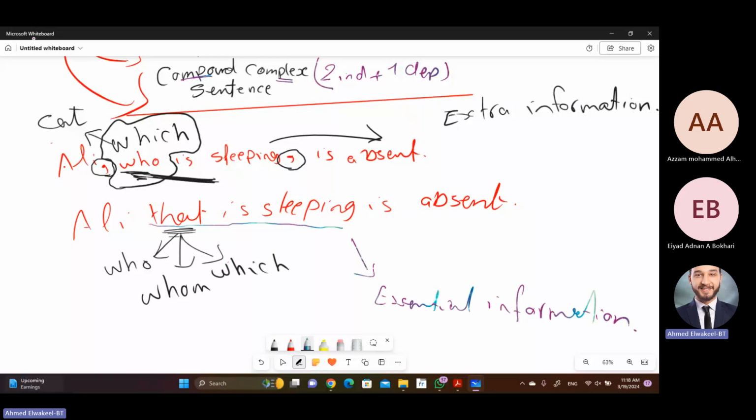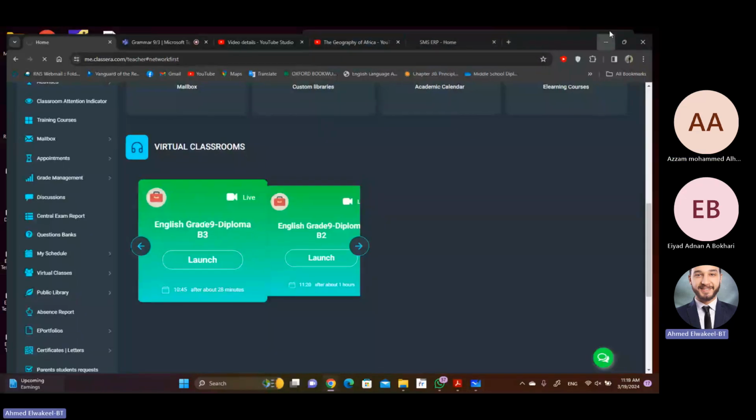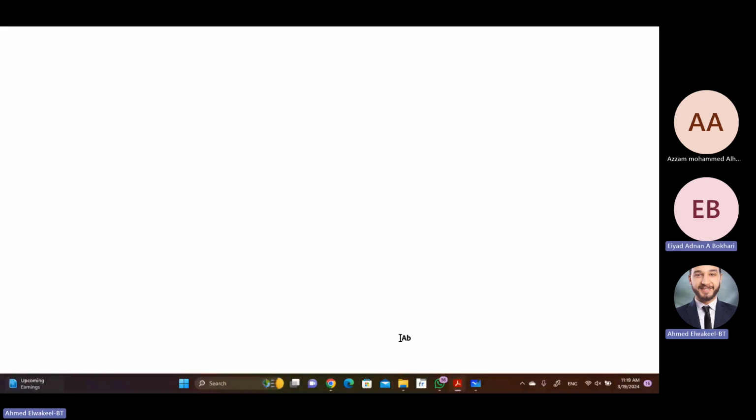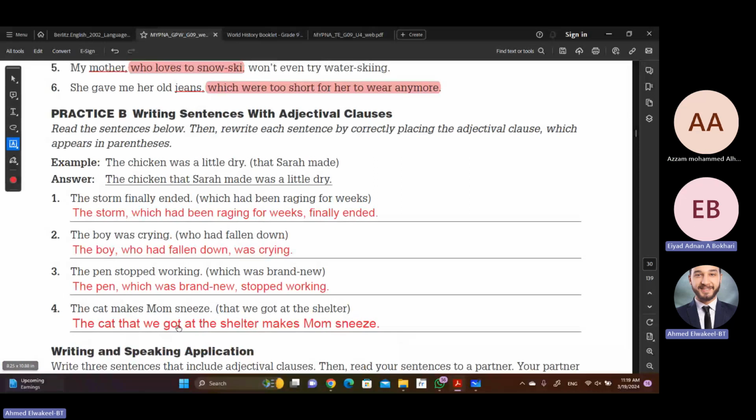But when I use which or who and I add commas around the clause, it means it's only extra information. If you don't know it, it will cause no harm to you. But this one gives essential or important information. So if we add the two commas, it's extra information. If you don't add the commas, it means it's essential. Got the point?